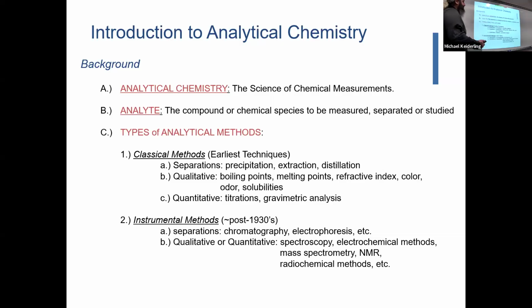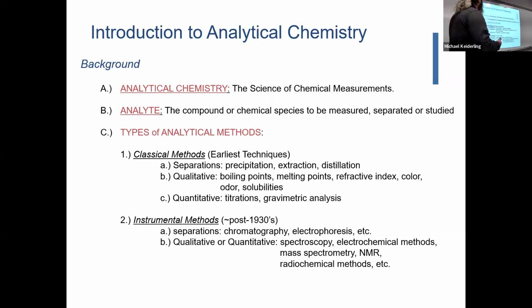So analytical chemistry or analysis, right? This is the science of chemical measurements. So this is instrumental analysis. We're analyzing things with instruments. And you can measure some chemical species or compound. The analyte is the chemical species you're interested in measuring, separating, or studying.